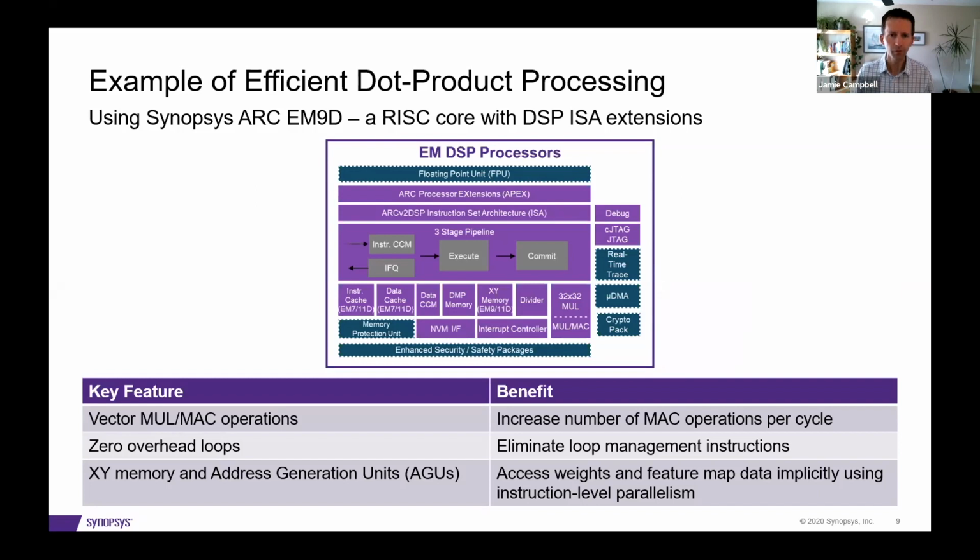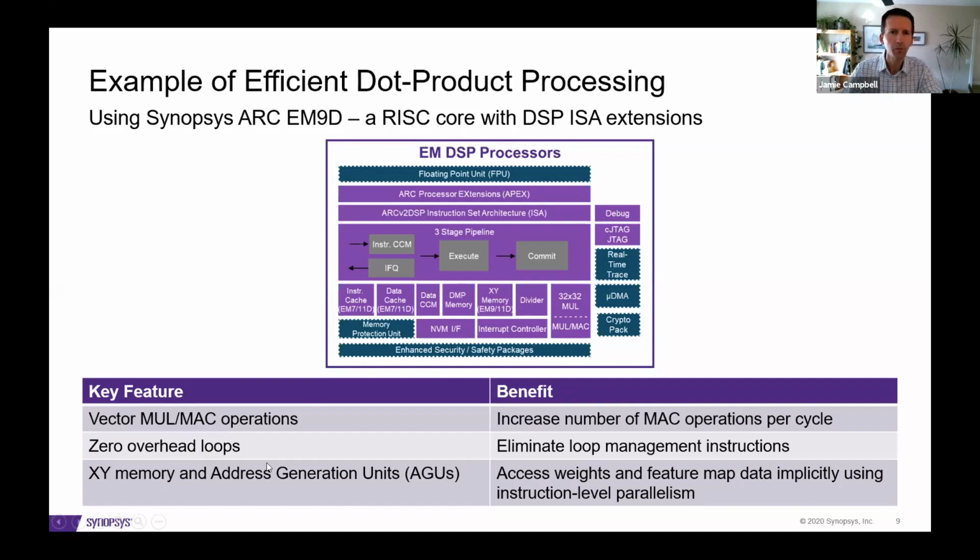The first is multiply accumulate instructions that can operate in vector fashion. That means they can do more than one multiply accumulate per cycle. There's also a hardware capability called zero overhead loops, which allows us to eliminate loop management instructions in our code.